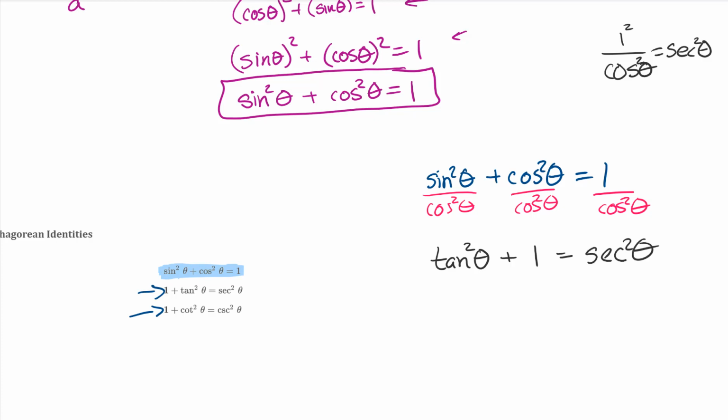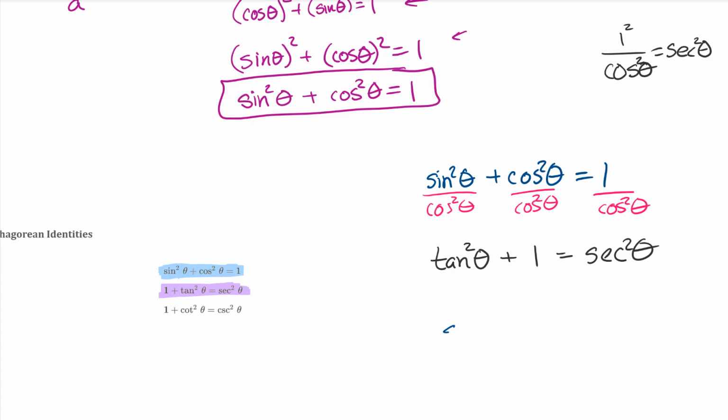And there we have, well, I wrote it as tangent squared plus 1. They have it as 1 plus tangent squared. It's the same thing, it's right down here. Addition is commutative. Tangent squared plus 1 is the same as 1 plus tangent squared.